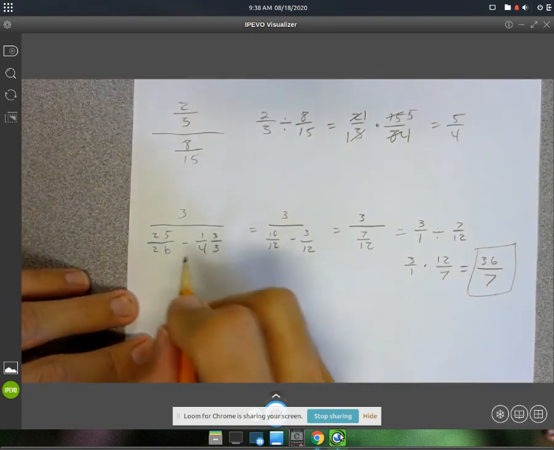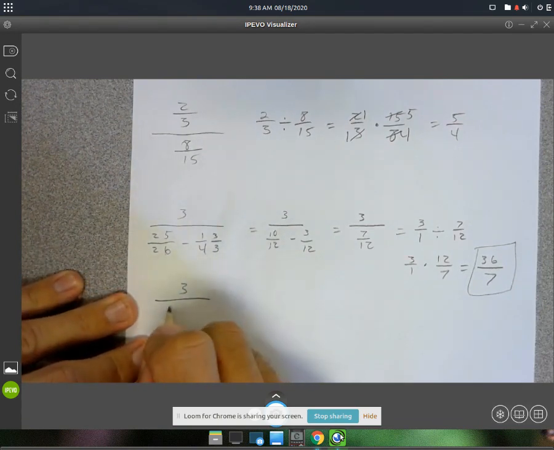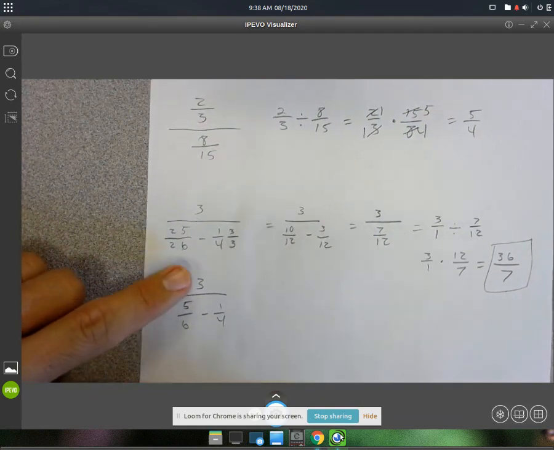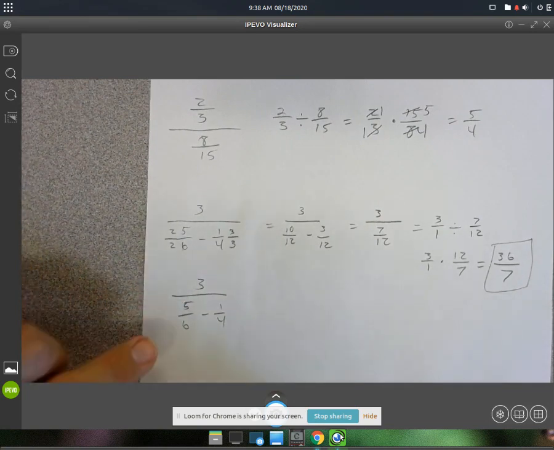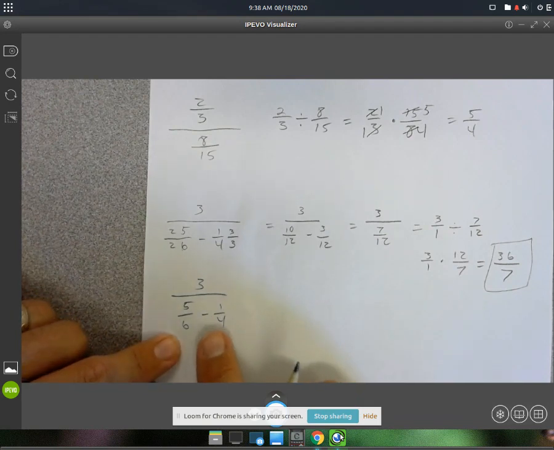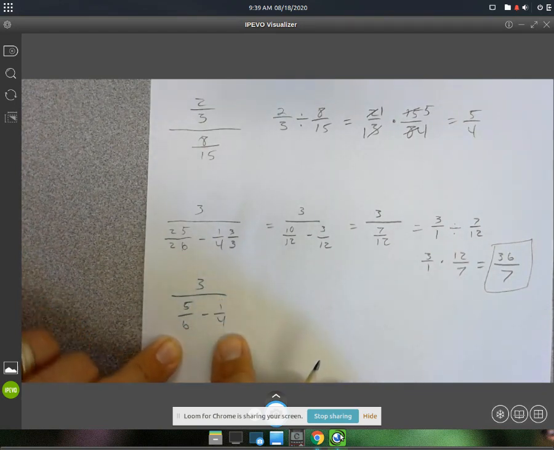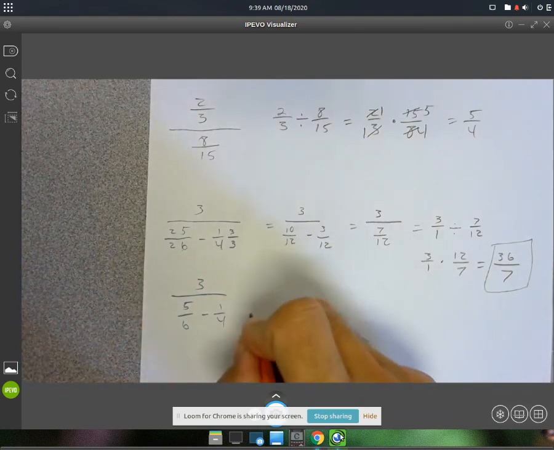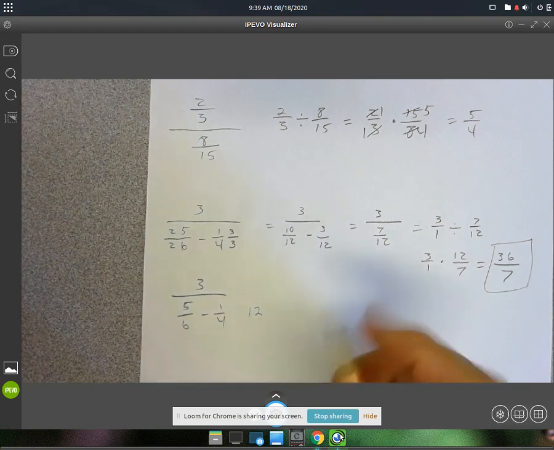Let's see. We'll just rewrite the problem. 3 over 5/6 minus 1/4. And later you'll see that there are going to be fractions up here as well, and this method applies to that as well. But we're going to multiply by the least common multiple of all of the denominators. Note there's no denominator up here, so it's just going to be between these two. So the least common multiple between 6 and 4 is going to be 12. So we're going to multiply the whole denominator by 12 and the numerator as well.